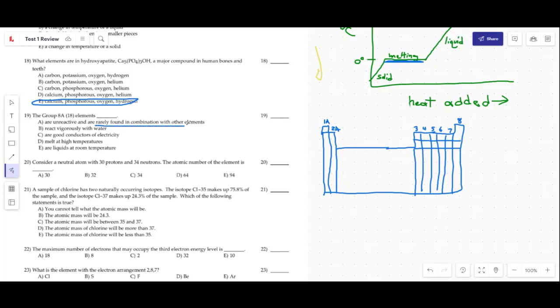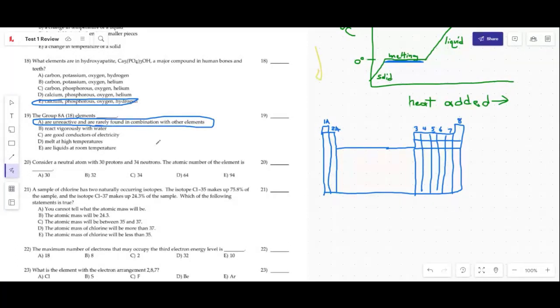Yeah, they're noble gases because they are unreactive. They want to be by themselves, like elitist. Think of it like noble, elitist. They don't want to mingle with the common folks. They're unreactive and they're rarely found in combination with other elements.